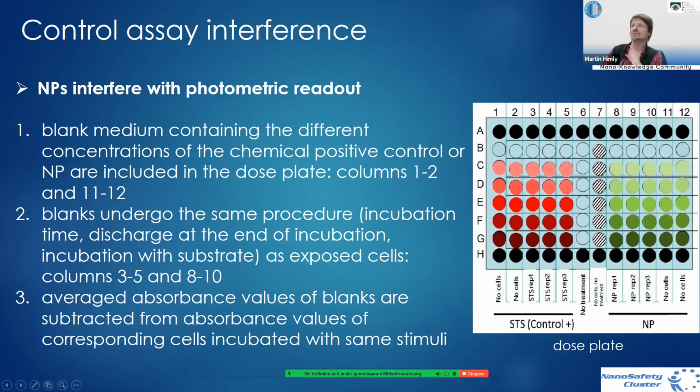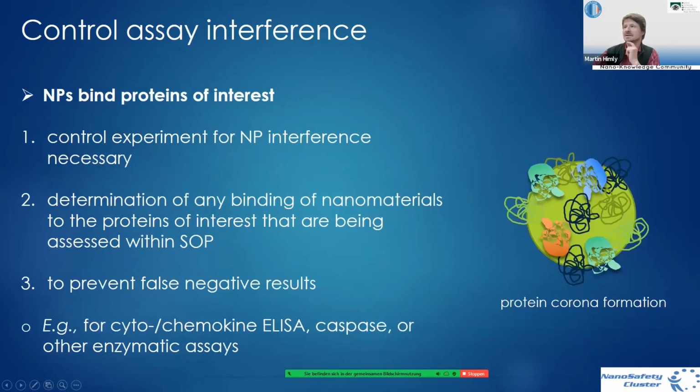One important issue is photometric readout interference of nanoparticles, because they might have an influence on the absorbance, or they might also do scattering, or even show a kind of color. So it could create either false positive as well as false negative results. And there is a little bit of information on what you shall do with it, even with this kind of dosing plate shown here in this assay.